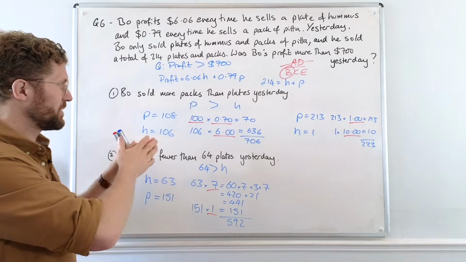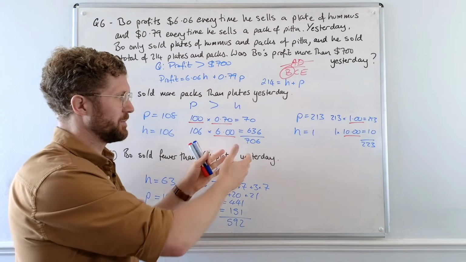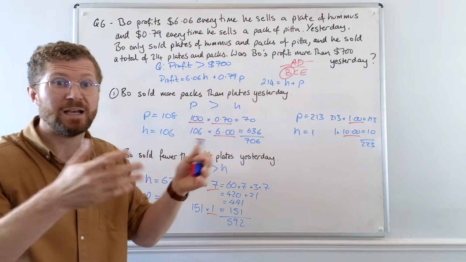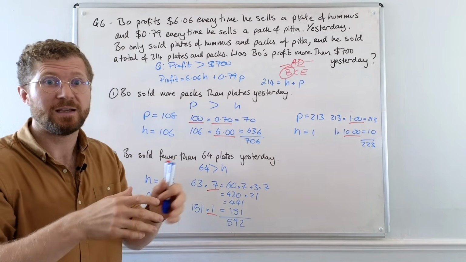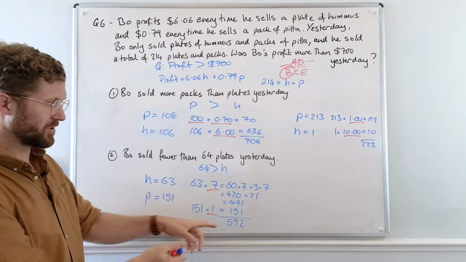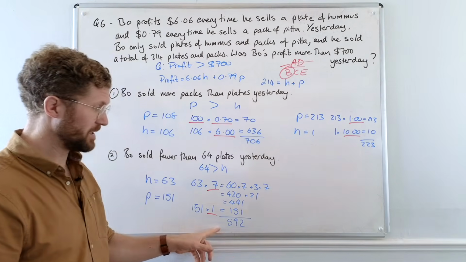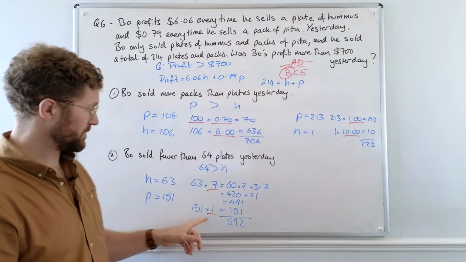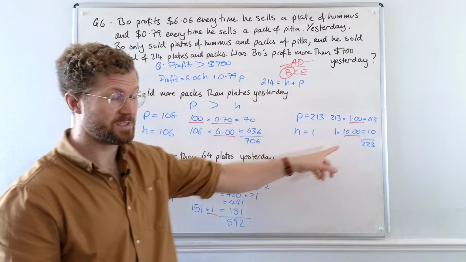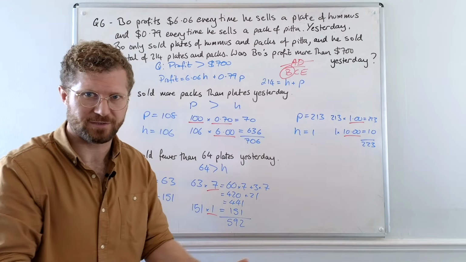Between H being 106 and H being 1, the values are going to be somewhere between 706 and 223, and I'm going to cross that 700 line. If I cross that 700 line, it's insufficient, whereas in statement 2, I've got one extreme under 700, the other extreme under 700. Everything between these two scenarios is going to be somewhere between these two values, and so everything's going to be under 700. That makes it sufficient.